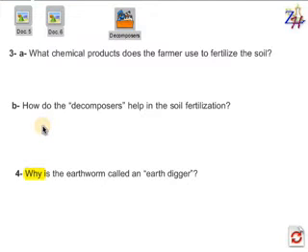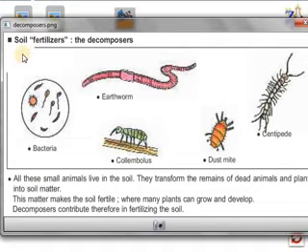Okay, now we're going to go to page 38 in the workbook. We're going to see document 5. We see here soil fertilizers, or the decomposers. We're going to know what we mean by decomposers. We have here bacteria, earthworm, collembola, apparently a type of insect, dust mite, and centipede.